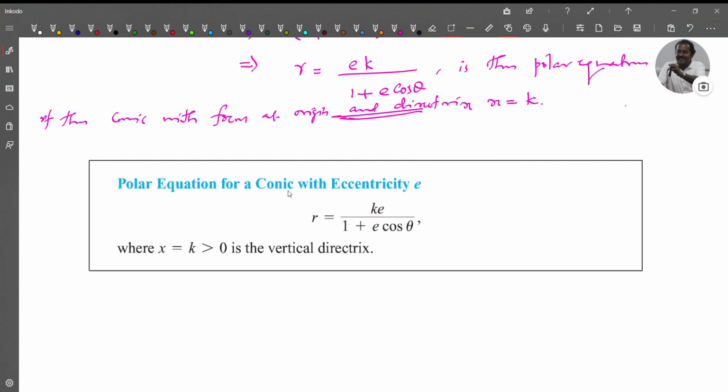The polar equation of a conic with eccentricity e is r equal to ke by 1 plus e cos theta, where x equal to k, with k greater than 0, is the vertical directrix. This represents a parabola if e is equal to 1, an ellipse if e is less than 1, and a hyperbola if e is greater than 1.